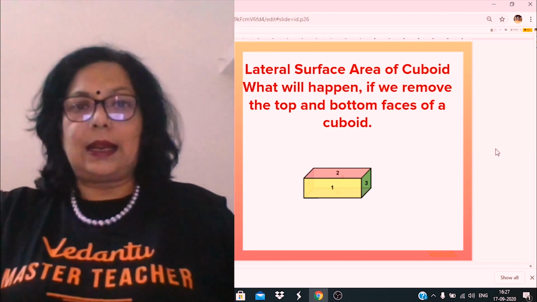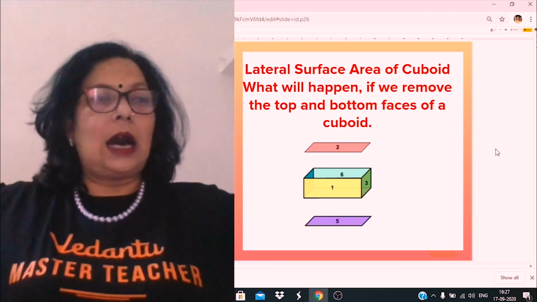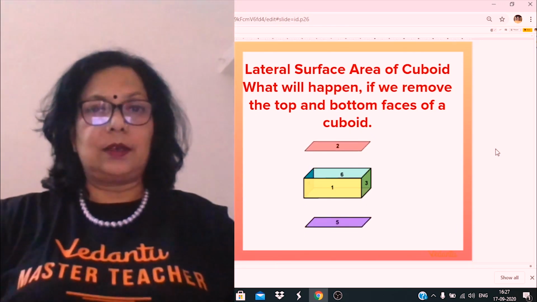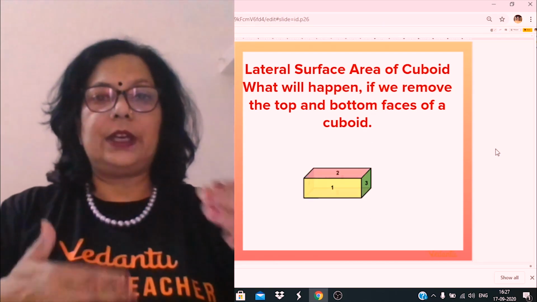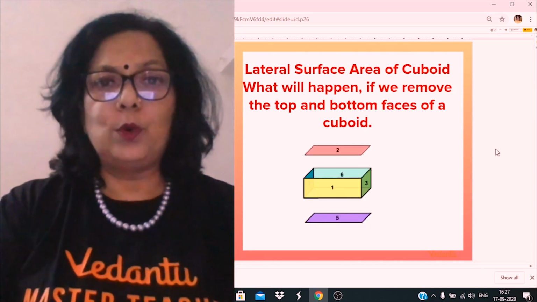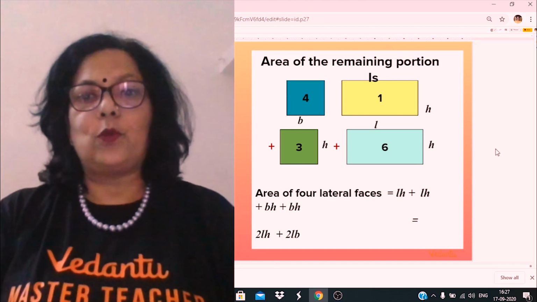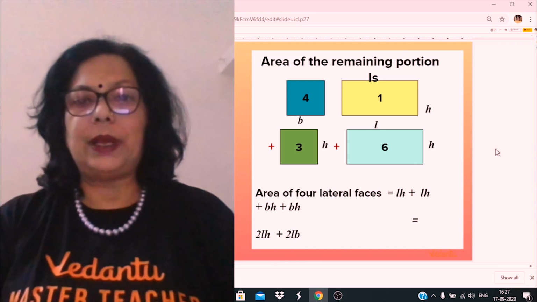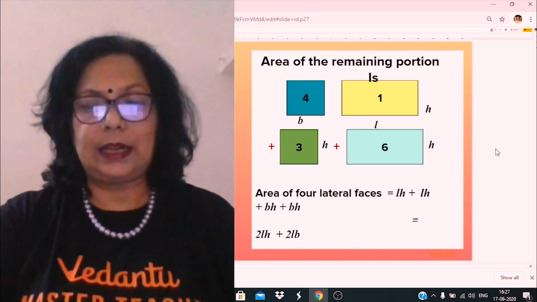In any room there is a length, a breadth, multiplied by height. So two walls are breadthwise, so their area is breadth into height. And two walls are lengthwise, their area is length into height. So when I remove the top and the bottom, what do I get? Area of four walls: two walls of length into height, and two walls of breadth into height, which gives me twice of LH plus BH.